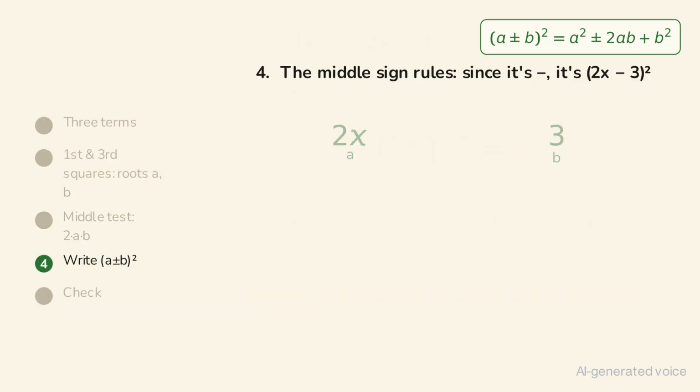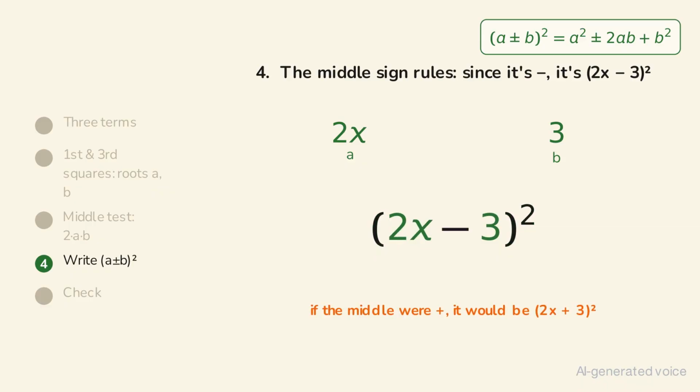Step 4. Since it passed, we write the binomial squared. Inside goes a, 2x, then the middle sign, which was minus, and then b, 3, all squared. We get 2x minus 3, all squared. Remember, the sign of the middle term is what rules. If it were positive, it would take a plus. This is the answer.